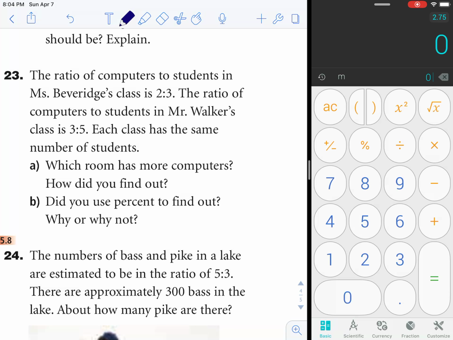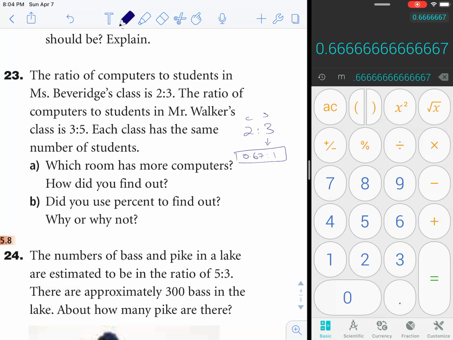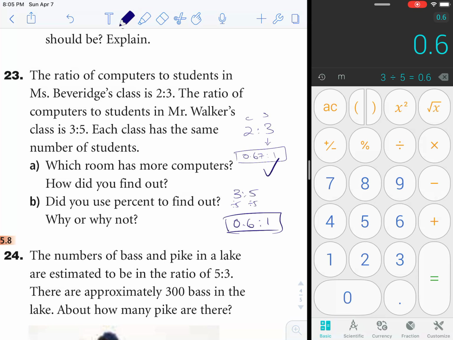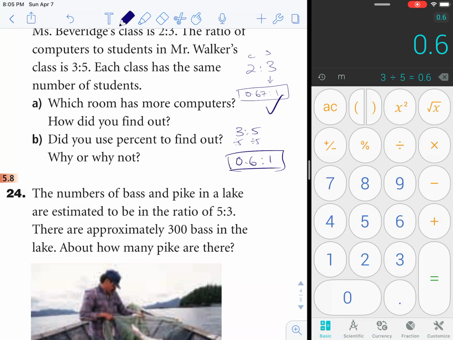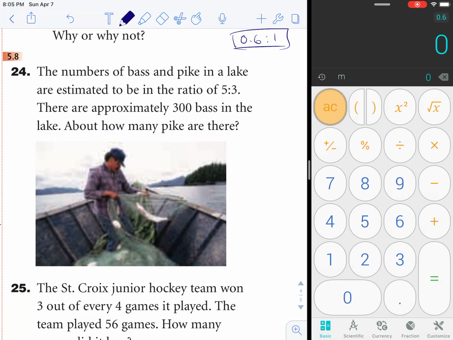Okay, so if this is computers to students, I'm going to turn this into second term 1. So I'm going to divide each thing by 3. So 2 divided by 3. So there's 0.67 computers for every student, for one student. And in the second one, it's 3 to 5, so I'm going to divide by 5. So 3 divided by 5. This one has 0.6 computers for every one student. So this one has more computers. Not a lot, really, but a little bit.